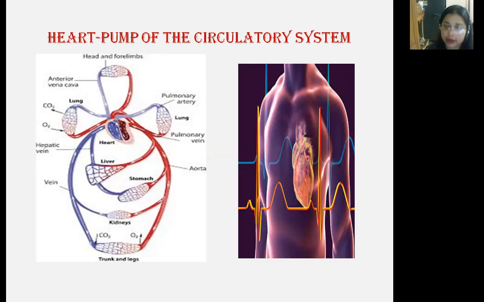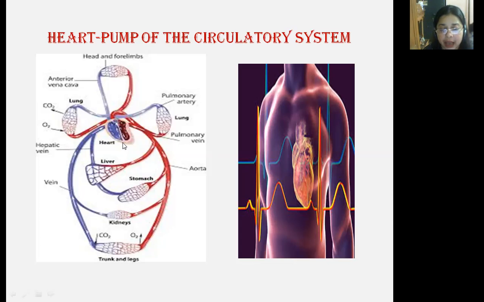And again, when there is incorporation of waste materials, that blood will be drained back to the heart and sent to those organs which are responsible for elimination of all those waste products. Now, we can see from this picture that it is acting as the central pumping organ.